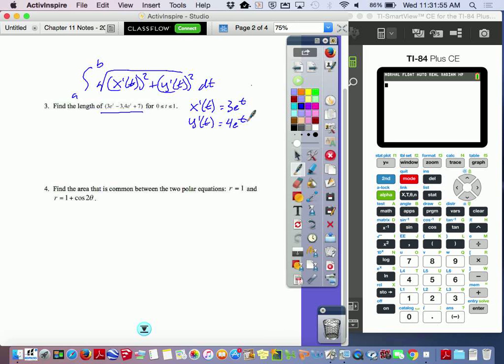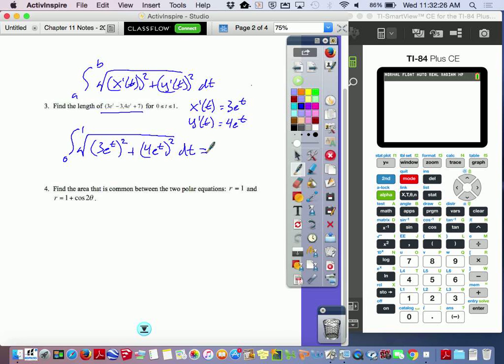So let's talk about calculator strategies. I think some of the things that happen in this situation is that we plug stuff in wrong to the calculator, we miss parentheses. So what I'm going to do is write this out. What I want to plug in the calculator is the integral from 0 to 1 of the square root of (3e^t) squared plus (4e^t) squared dt, and then our calculator is going to do that computation for us.